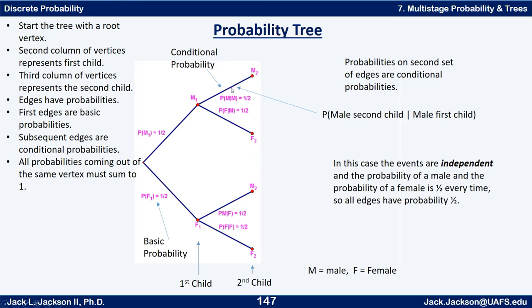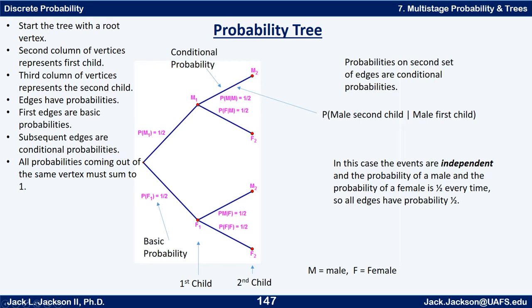Now, what goes on these edges here are conditional probabilities. Now, the first one's just a straight probability. But the second set of probabilities, or if we had a third or fourth or fifth or sixth branch, those would also be conditional probabilities. So what goes on this branch is the probability we get a male child the second time, given that we had the male the first.